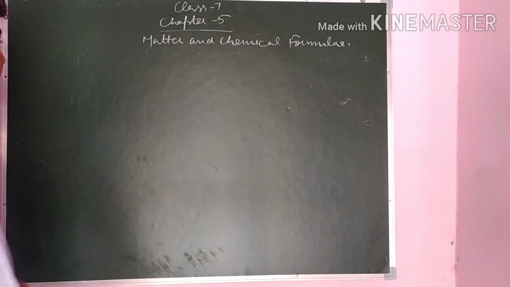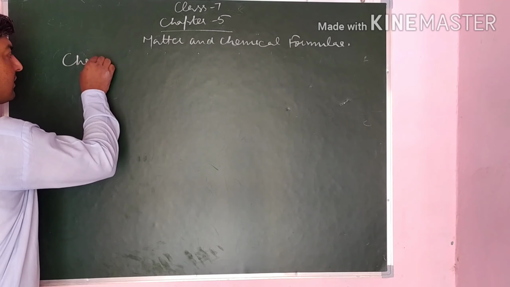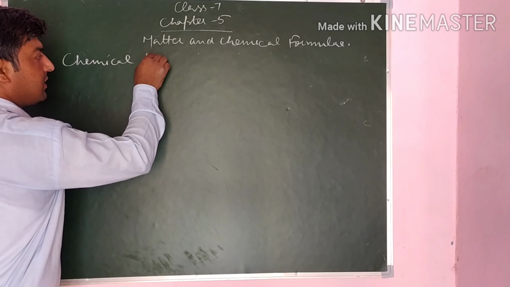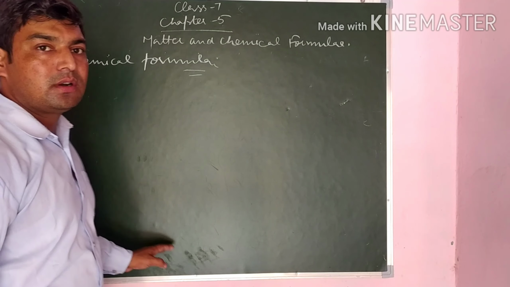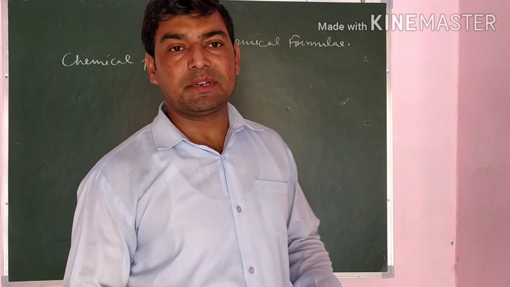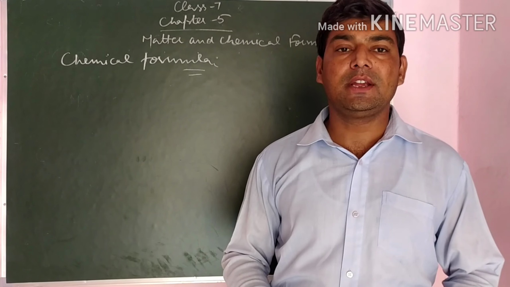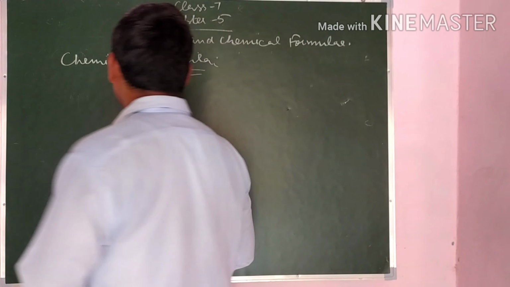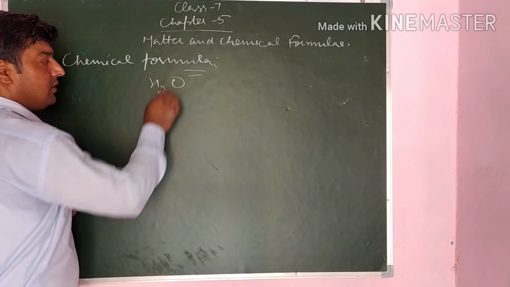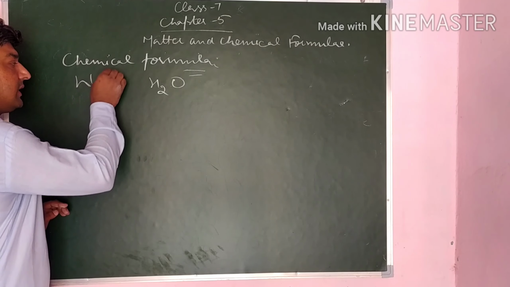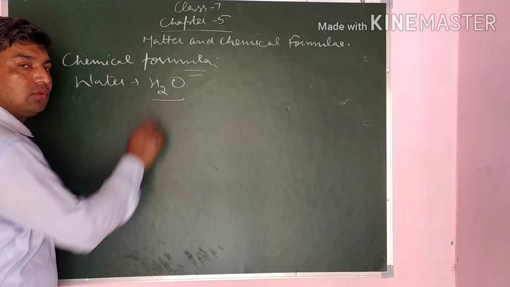So next, students, is chemical formula. Chemical formula is the short symbolic representation of a molecule of any compound. So students, for example, we have water. The chemical formula of water is H2O.